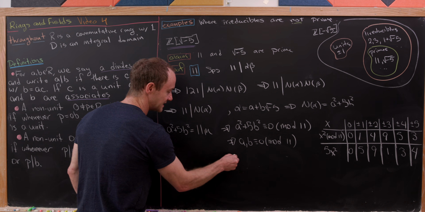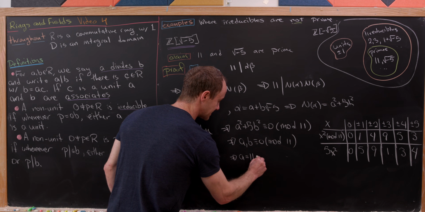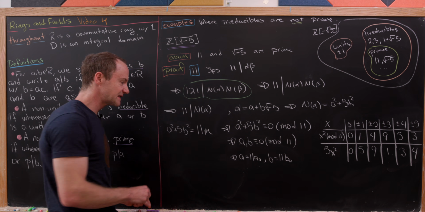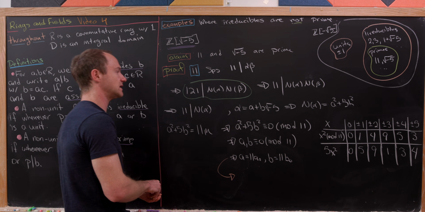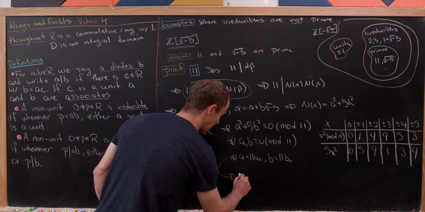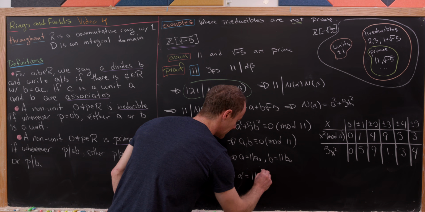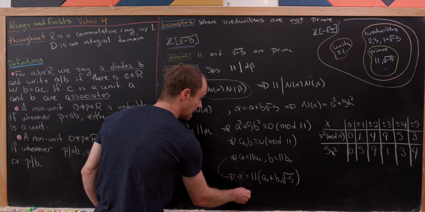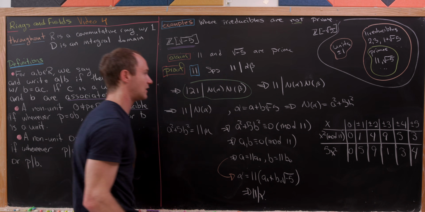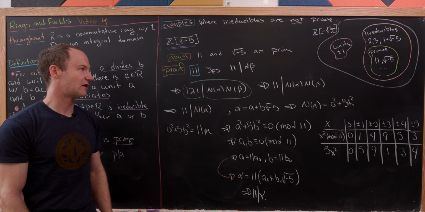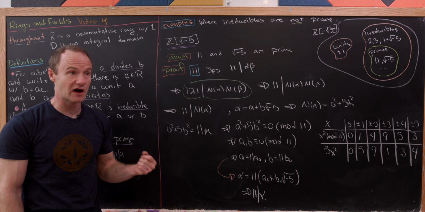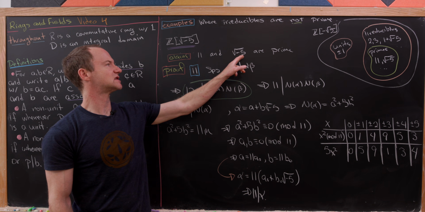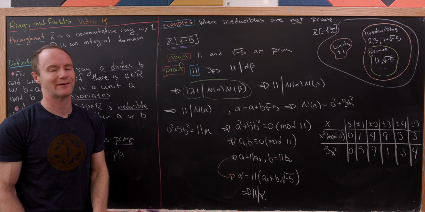But what does that mean? Well, that means that we can write a as 11 times, maybe I'll write a naught, and b as 11 times b naught. But let's observe that this line right here is exactly what we need to finish this thing off. Notice that alpha can now be written as 11 times a naught plus b naught square root of minus 5. In other words, we have 11 divides alpha. But starting up here at 11 divides alpha times beta and ending down here at 11 divides alpha is exactly what we need for 11 to be prime. And like I said, I'll maybe leave it to you to show that the square root of minus 5 is prime. I think that one's a bit easier.